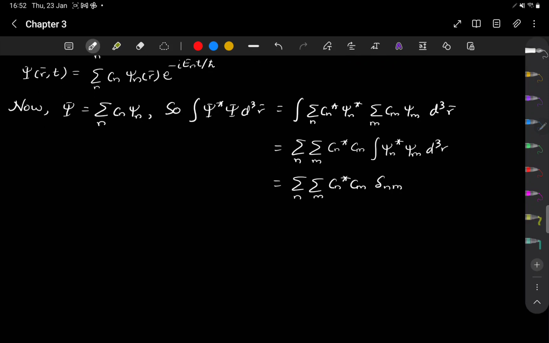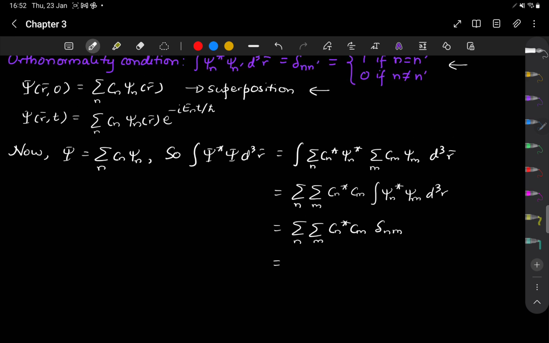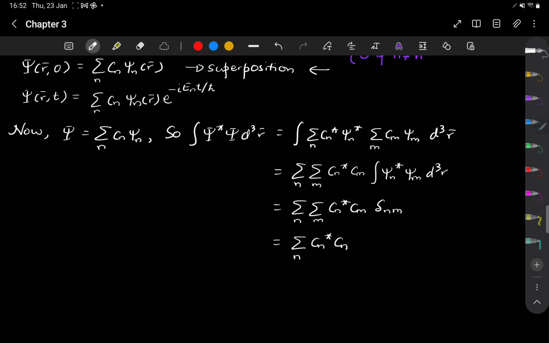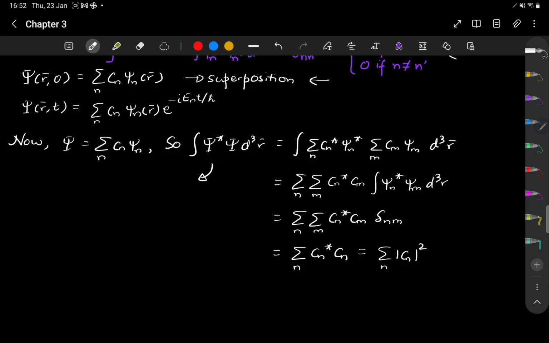Now because of this Kronecker delta function, one summation gets reduced, because only when n equals m do we have the value 1, and for n not equal to m, the Kronecker delta function is 0. So it picks out a value of 1 only when n equals m. So we have Cn star Cn, which is nothing but the summation over n of mod Cn squared. Now this left hand side part is by definition 1 because of normalization.